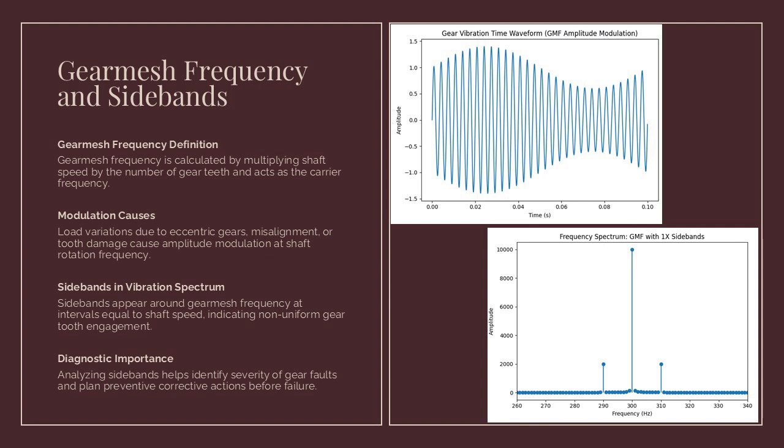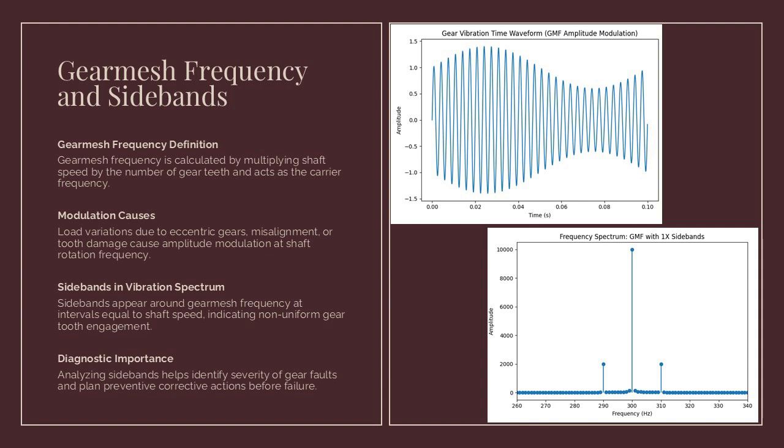This tells us that the load on the gear teeth is not uniform and is changing cyclically, typically due to gear eccentricity, misalignment, or localized tooth damage. In the frequency spectrum on the right, this same behavior appears as a dominant peak at the gear mesh frequency, with symmetrical sidebands spaced at 1 times shaft speed on either side.